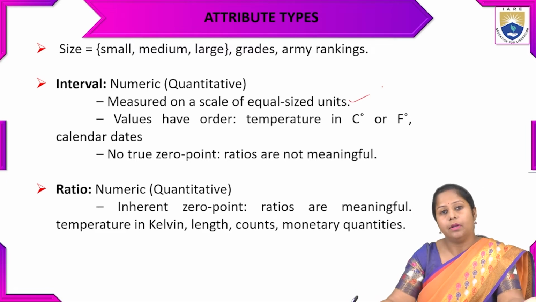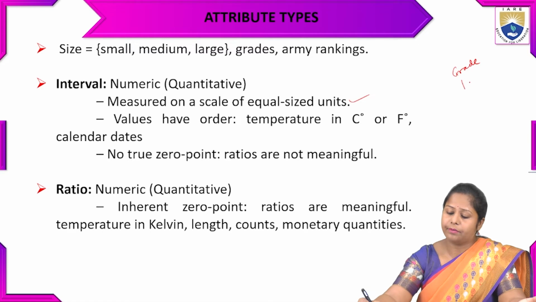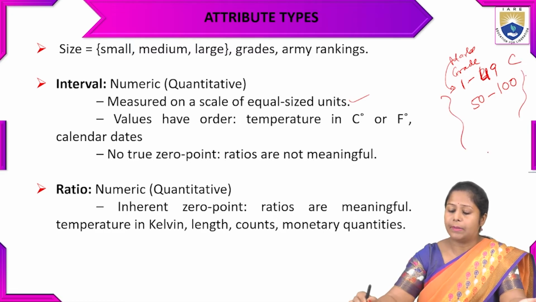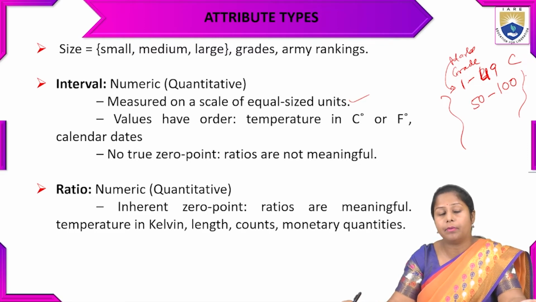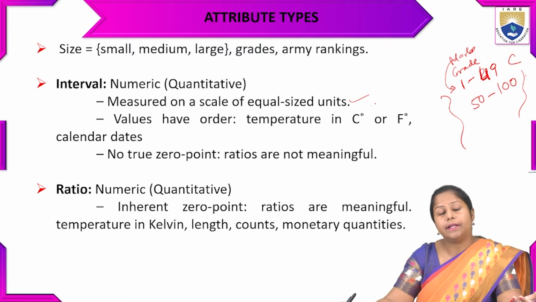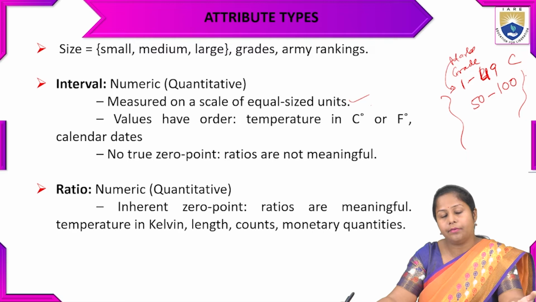There will be some unit to measure that, and it will be equal. Suppose there is a grade, so there are marks for grading. The students who are in 1 to 49 will be in C, and 50 to 100, they will be in another grade. If some grading, some interval is there between the numeric data, that comes under the interval attribute. The temperature also comes under this, because temperature has degrees centigrade or degrees Fahrenheit values.